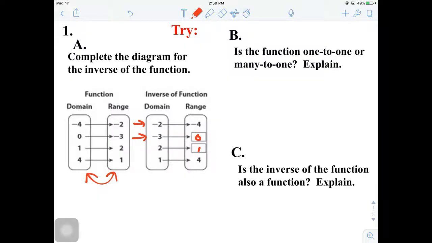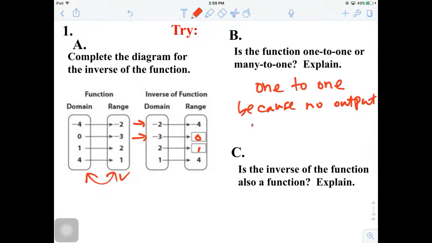So if we look at the function, is the function one-to-one or many-to-one? If you look at the function right here, none of the values in the range are repeated. So therefore, the function is actually one-to-one, because no output is repeated. So that's one-to-one.